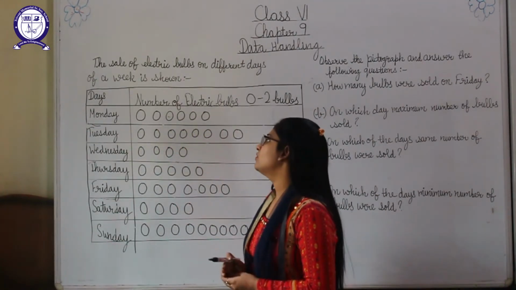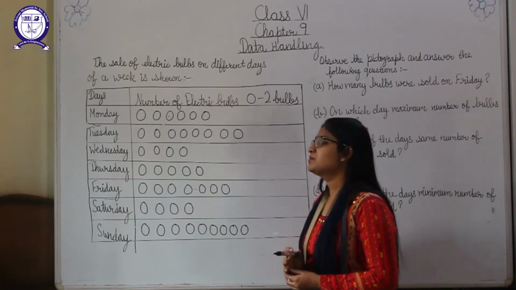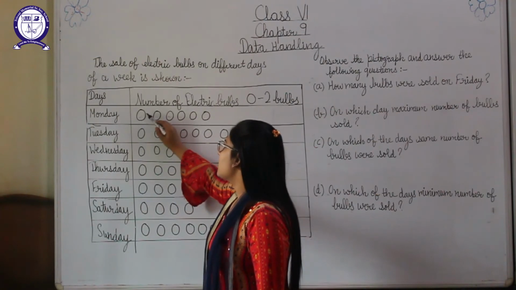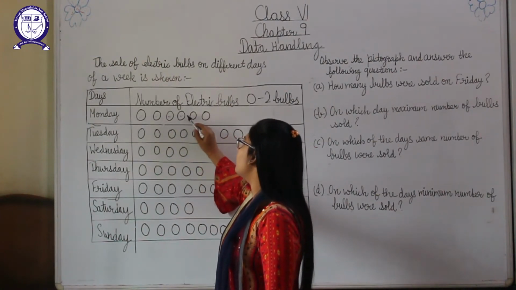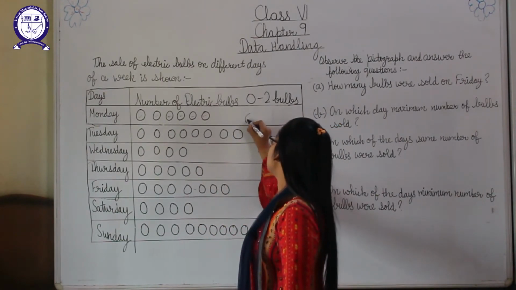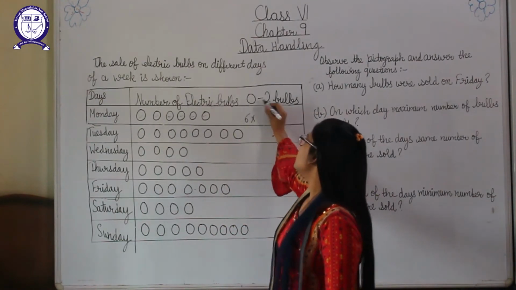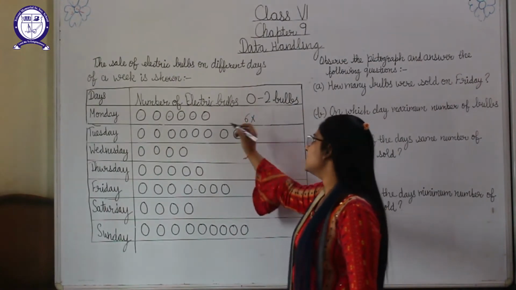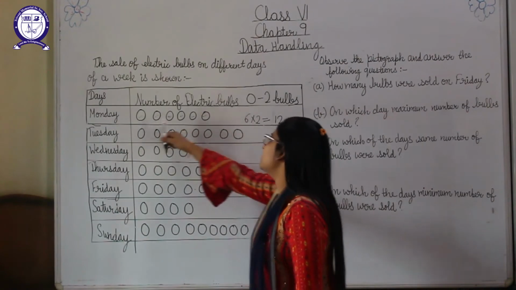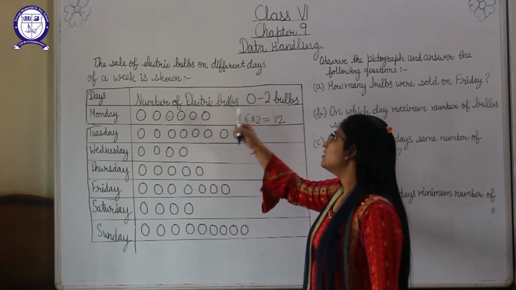So if we want to know how many bulbs were sold on Monday, what will we do? Here the circles are 1, 2, 3, 4, 5, 6. How many circles are here? 6. And each circle represents 2 bulbs. It means 6 circles will represent 6 twos, so 12. On Monday 12 bulbs were sold.